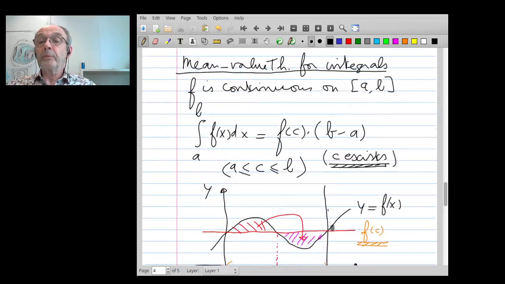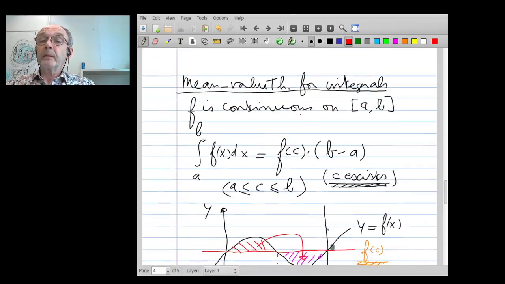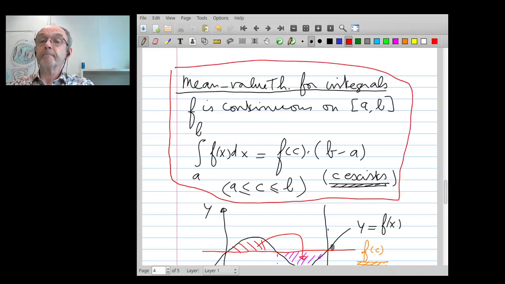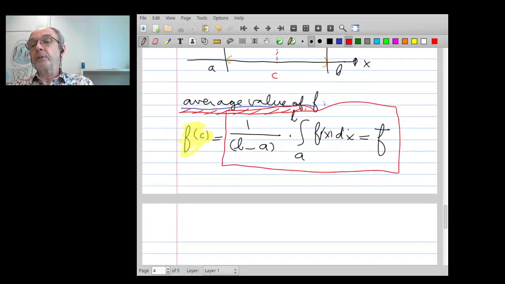So the mean value theorem is of importance, so that you can write your integral with a value f of c out of it, and that c will lie between a and b, that c exists. That's of importance. And then you have the mean value, that is just this integral divided by b minus a, that is just the average value of your function.